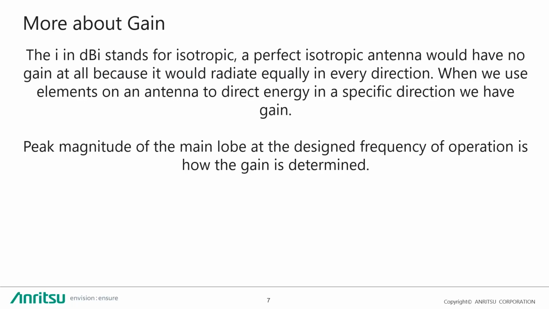A good way to think about that is if you can imagine a light bulb that shined in every direction equally, it would propagate all of that energy and have no gain whatsoever. But if you took a mirror and angled the mirror at 45 degrees, the light would shine more brightly in the direction of that 45 degrees. That's the same concept for antennas. That's how antennas have gain.